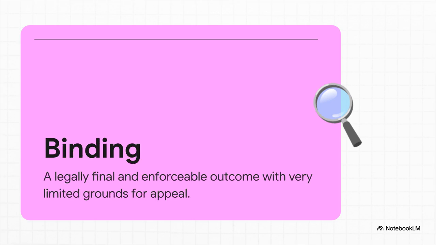All right, here's the word you're going to hear all the time: binding. When a decision or an award is binding, it means it's the end of the road. It's final. It's enforceable. And this is the critical part. There's almost no way to appeal it. When it's binding, the case is well and truly over.